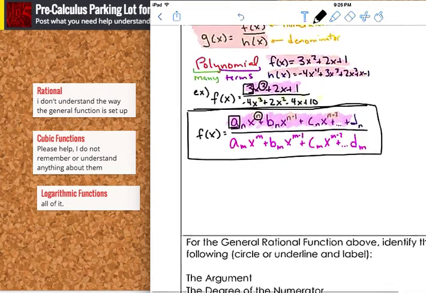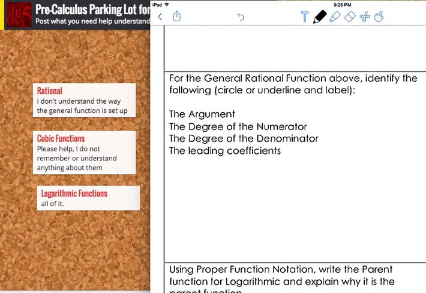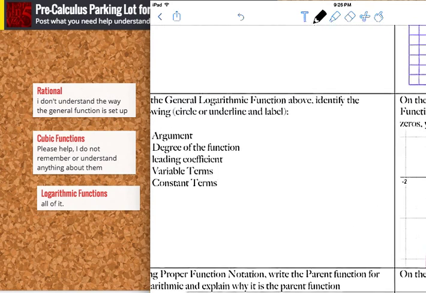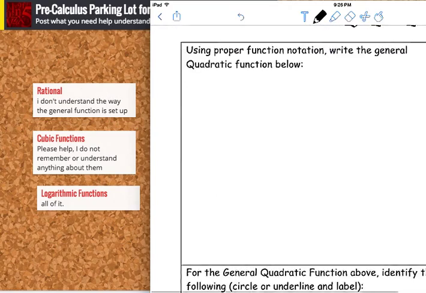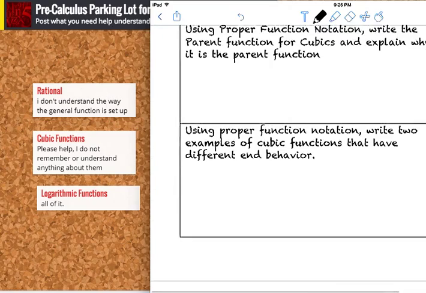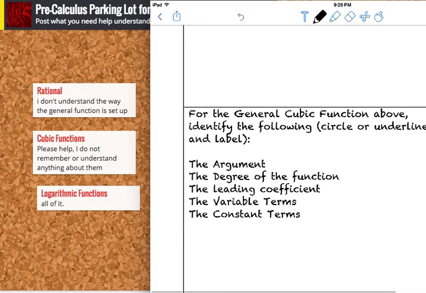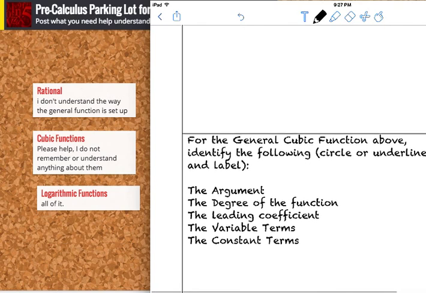Okay, hello. So the first video I put out was answering a question about the general rational function. So let's drop down. Let's talk about some cubic functions. So this is a pretty general question. It actually looks like a little cry for help, which is okay. It looks like the question is, please help. I don't understand anything about cubic functions.